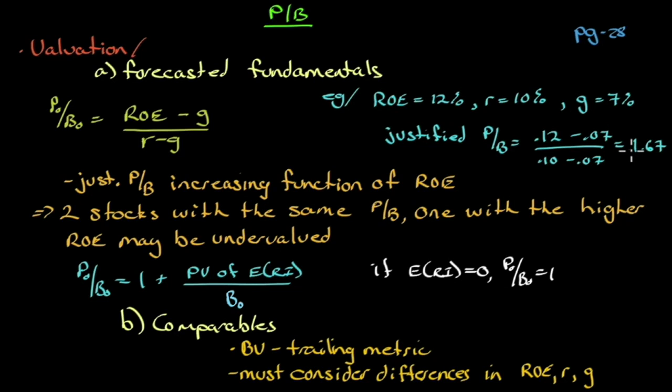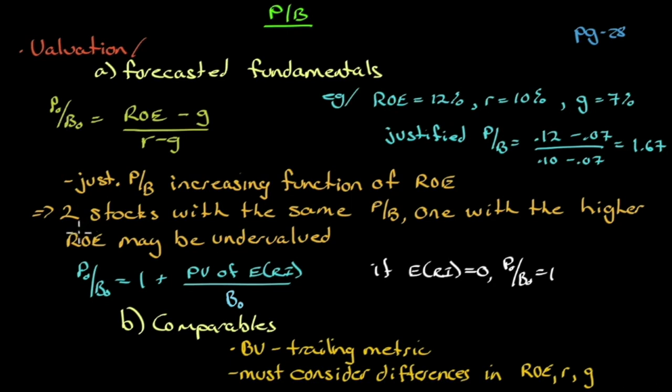So we can take our book value and multiply it by 1.67, and we would have an intrinsic value for that company based on those fundamentals. So the justified price to book, as we can see, is an increasing function of ROE. The higher our ROE is, the higher the price to book would be, and that makes sense.